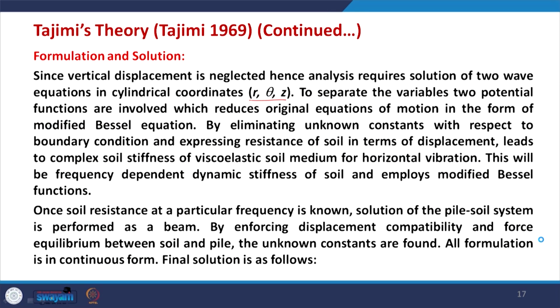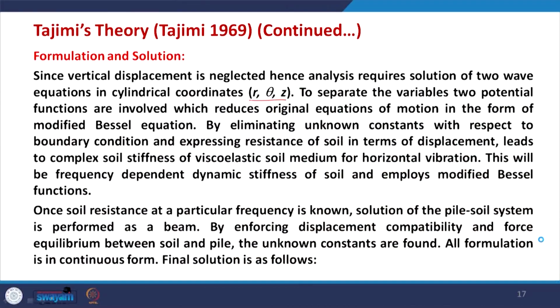To separate the variables, two potential functions are involved, which reduce the original equation of motion to the form of a modified Bessel equation. So what is done? Using the wave propagation concept, write the equation of motion. Once the equation of motion is ready, you solve it, and first you write it in the modified Bessel function equations. I am not going to go into the derivation, but we are going to talk about solutions.